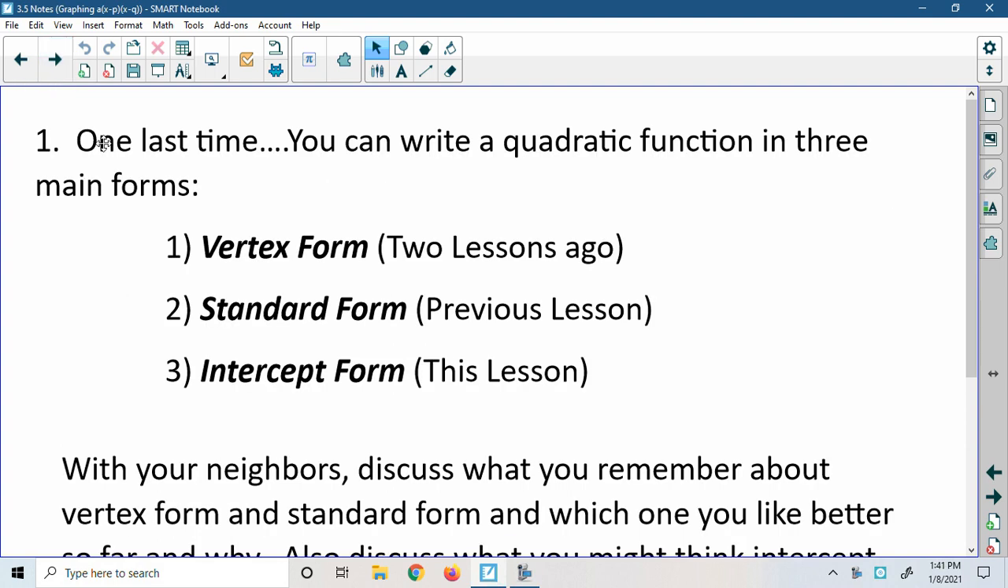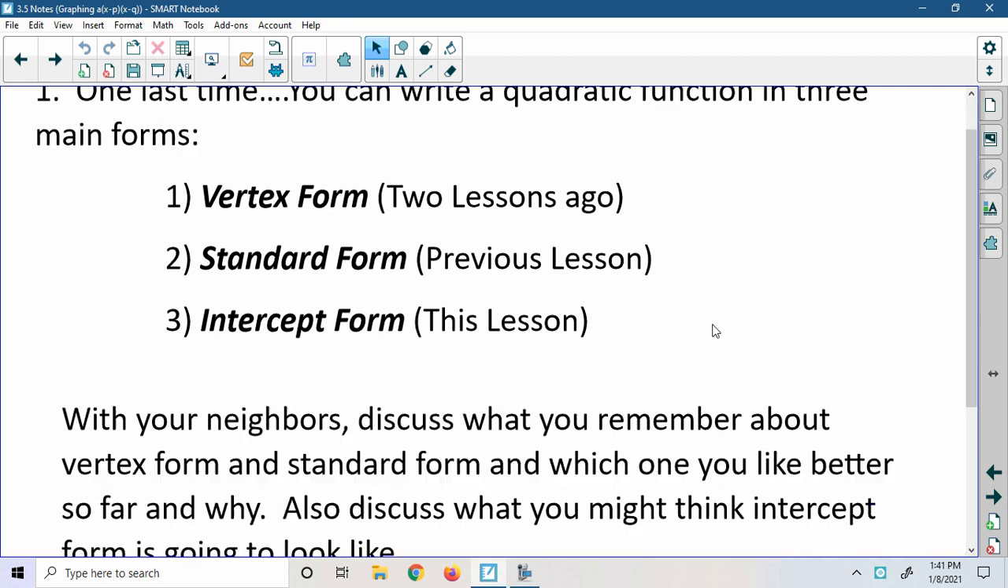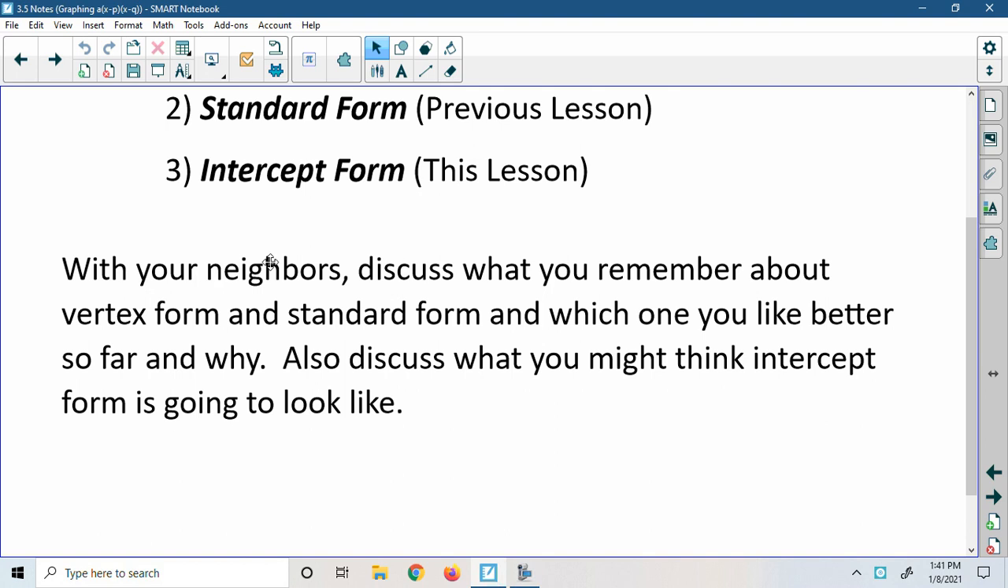All right, number one on the notes. So you've seen this a couple times at this point, but there are three forms that we're learning this year, how to write quadratic functions. Vertex form and standard form we've already done. Intercept form is this lesson. Now in class, I had the kids talk for a minute with their neighbors about which form they've liked better so far, vertex or standard, and why. So if you just want to pause the video and think about that to yourself, you could totally do that.